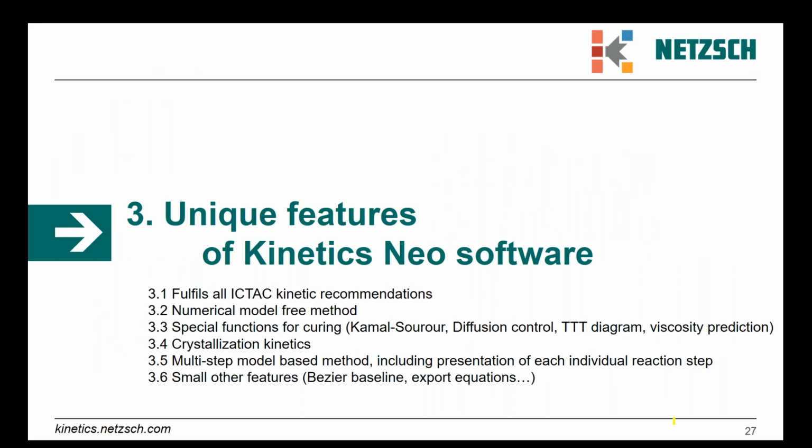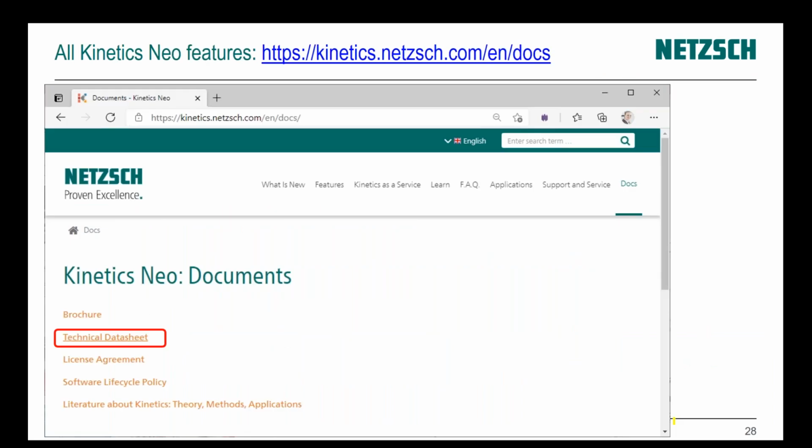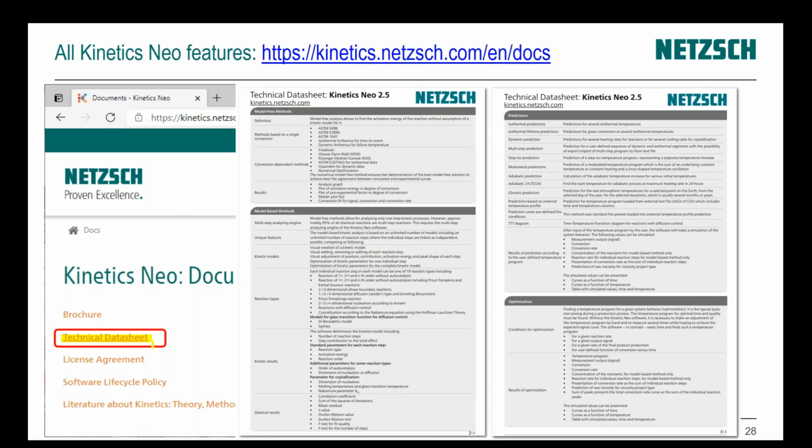Now we speak about unique features of Kinetics Neo software. Here we have a difference for model-free and model-based, curing and crystallization. Now I would like to speak only about unique features. If you would like to know all the features of Kinetics Neo, then you should go to kineticsnetch.com, then find the technical data sheet. And here you have all features of Kinetics Neo software.